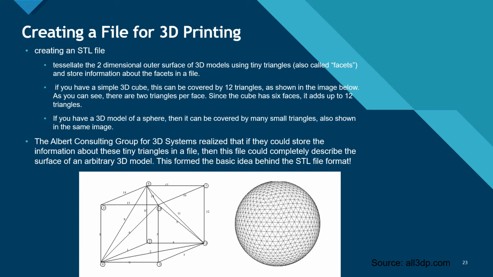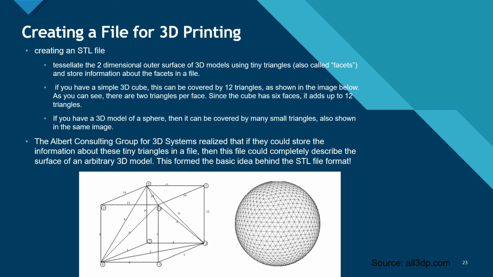If you have a simple 3D cube as shown below, it can be covered by 12 triangles. Since the cube has 6 faces, it adds up to 12 triangles. If you have a 3D model of a sphere, it can be covered with many small triangles as shown in the image. The more triangles, the greater the file size.